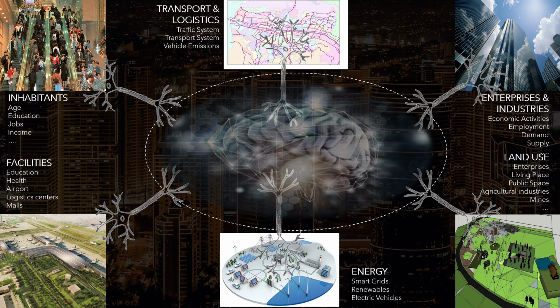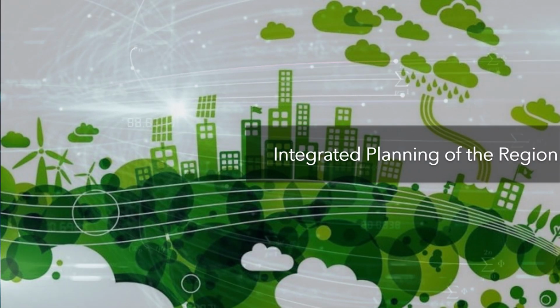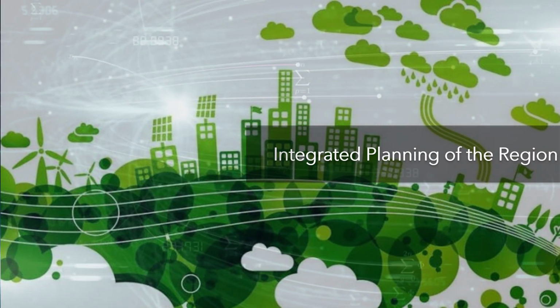In the case of regional planning, an example of the physical systems associated with autonomous, real-time optimization models that communicate with each other are inhabitants, installations or equipment, energy, land use, companies and industries, and transport and logistics. Integrated planning of the region.